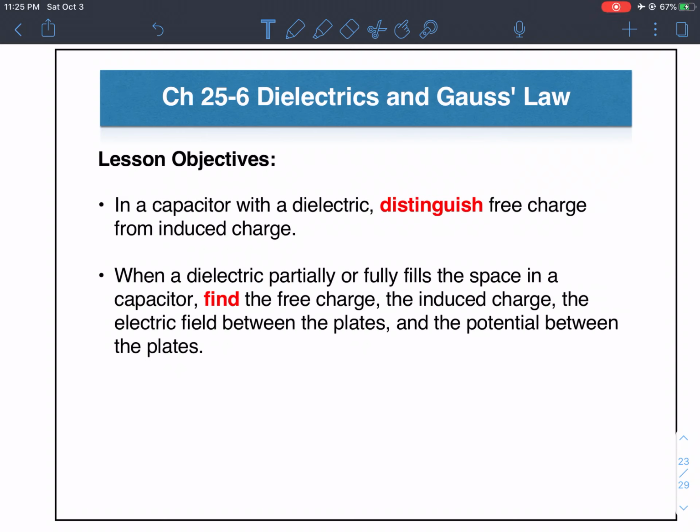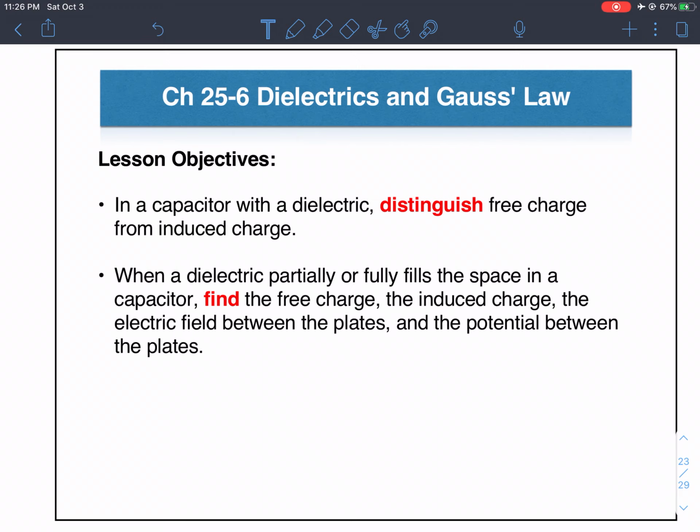The next section, chapter 25.6, is about dielectrics and Gauss's law. So we're not done with Gauss's law still. In a capacitor with a dielectric, we will distinguish free charge from induced charge. And when a dielectric partially or fully fills the space in a capacitor, we'll find the free charge, the induced charge, the electric field between the plates, and the potential between the plates.